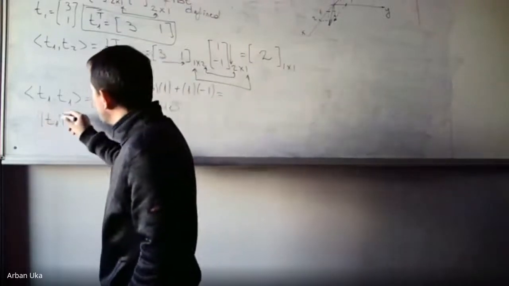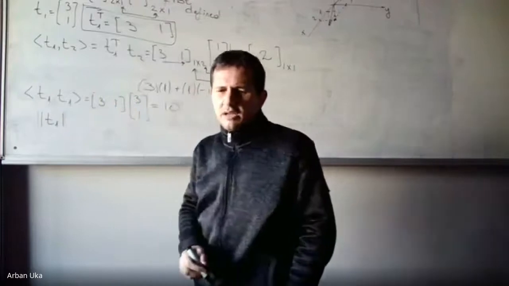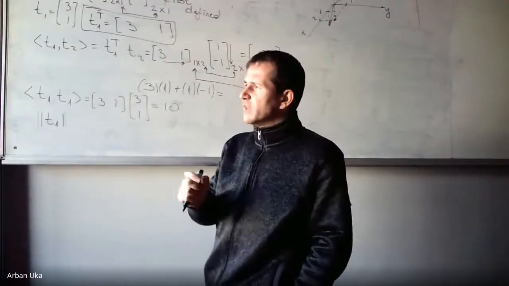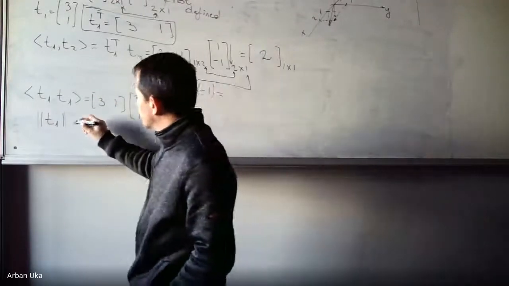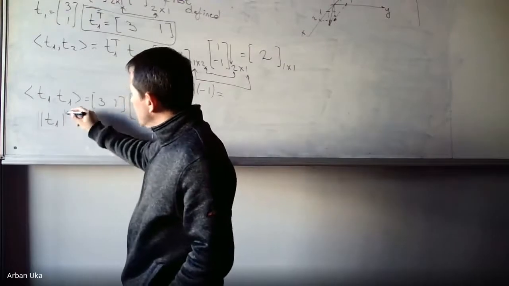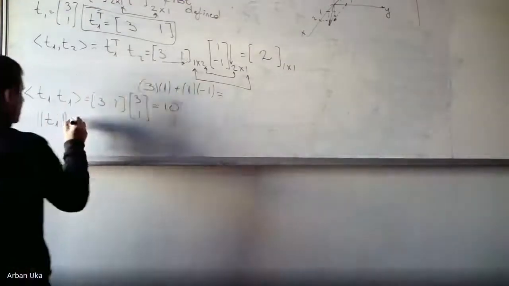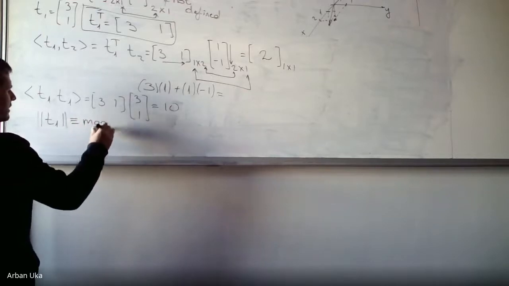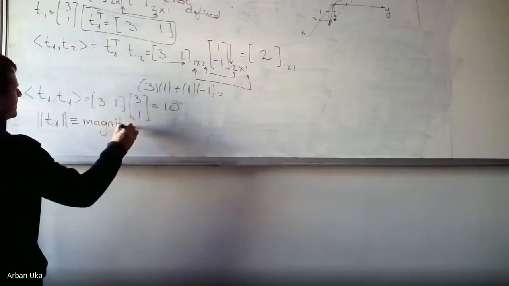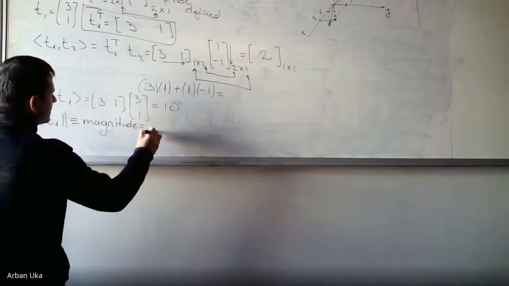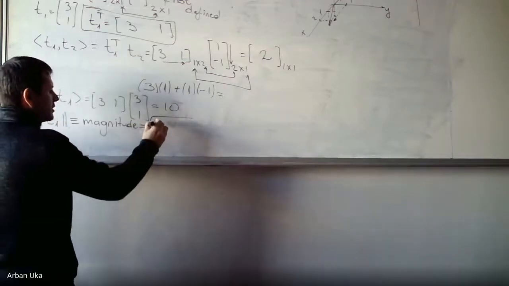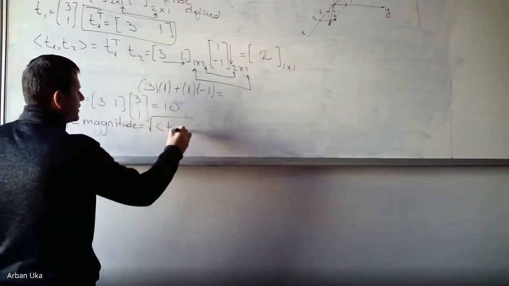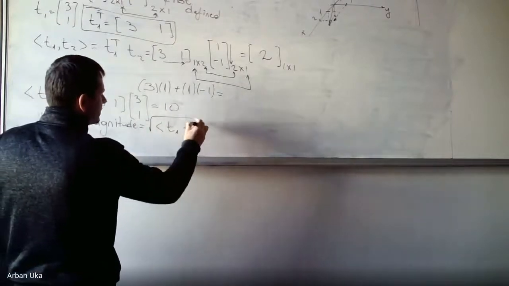Or magnitude, this means the length. So if you have a small magnitude, that means you have a very short vector. So this is defined as the magnitude of T1. This is the magnitude, and it is defined as the square root of the inner product of T1 with itself.